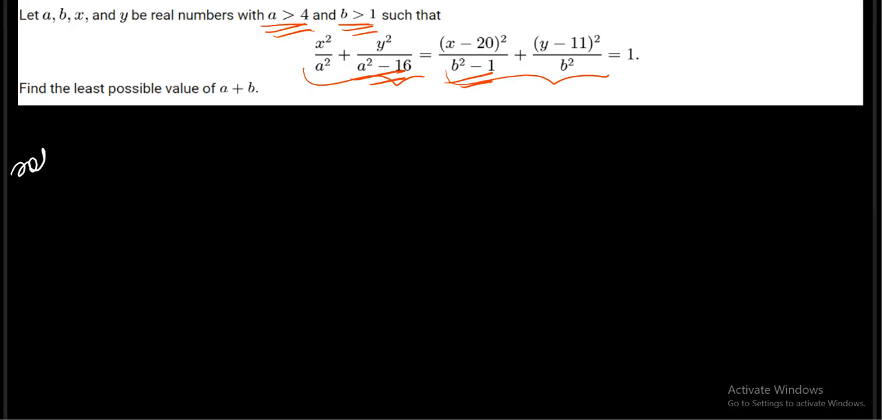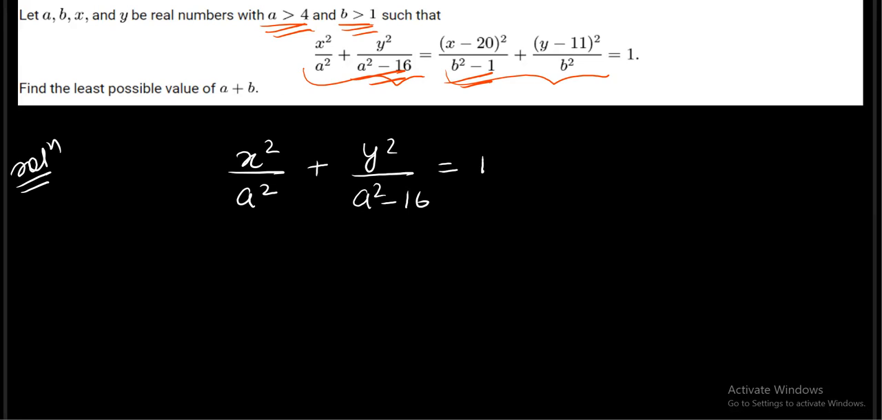ठीक है, we will concentrate on a plus b, but before that, I'm just concentrating on the first ellipse, which is x square upon a square plus y square upon a square minus 16 equals 1. For this ellipse, since we know that a is greater than this quantity, we can easily identify its eccentricity, which is square root of 1 minus b square upon a square. So ultimately, we are getting the eccentricity of the ellipse as 4 by a, right? हमें eccentricity of ellipse क्या मिल जाती है? 4 by a. So it is not a constant, it depends on a.